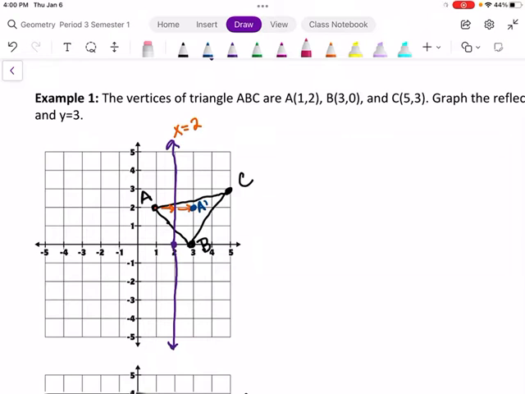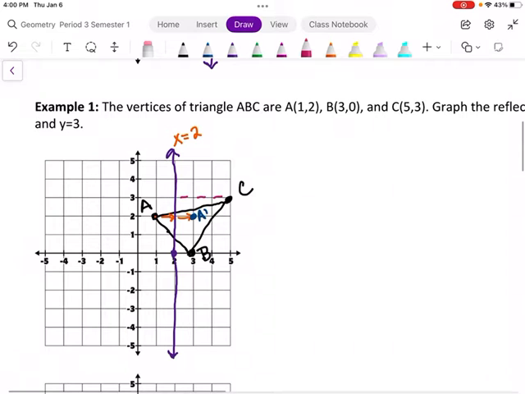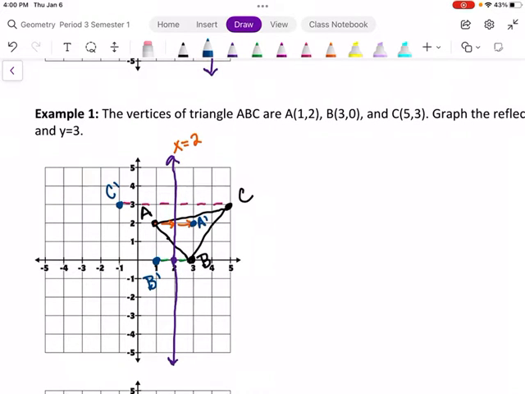Then we do the same thing for C. We count the number of spaces it's away from the line, which is 3, and then go 3 in the opposite direction. That is where we plot C prime. Same thing for point B: it's one space away from the line, so we go one space in the opposite direction, and that is where we put B prime. Once you have that all drawn out, you can connect your points for your triangle. So that's how you reflect over a vertical line.